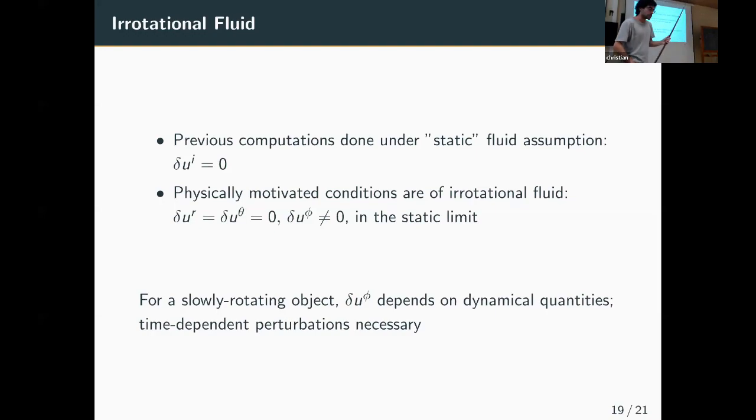And now we go into the problems part of this talk. The problem is that we did this visualization on the static fluid assumption, which says that the first order in spin perturbation of the core velocity is zero, and only the time component is non-zero. If we look at this from a physically motivated point of view, this basically does not hold. What holds is the condition of an irrotational fluid, which in the static limit assumes that the core body has another non-zero component.